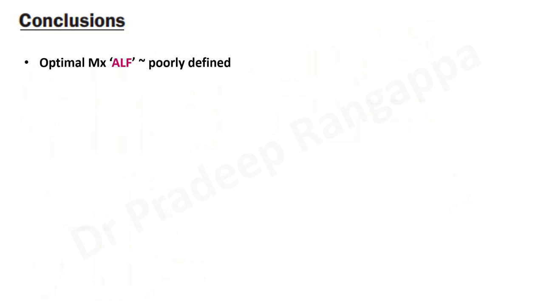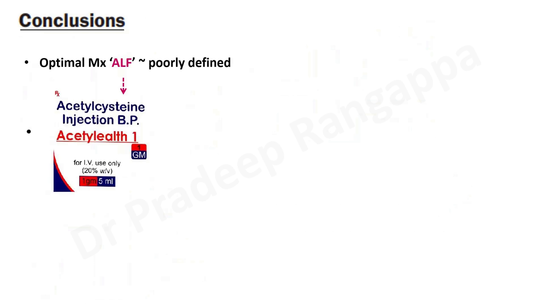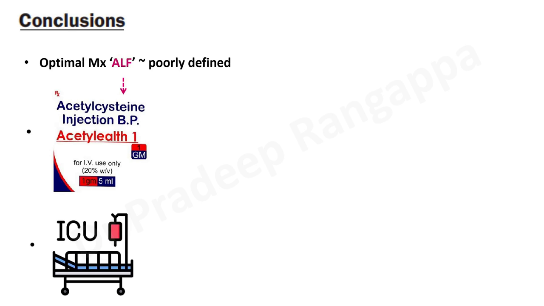So the conclusion is that the optimal management of acute liver failure is still poorly defined. One thing we can remember is that whenever you identify a patient with acute liver failure, upfront, please start N-acetylcysteine, because there is reasonable data to suggest that transplant-free survival at 1 year did attain statistical significance in the study that I showed. And even worsening of liver dysfunction in grade 1 and grade 2 has been shown to be reversed or to get better by early usage of N-acetylcysteine.